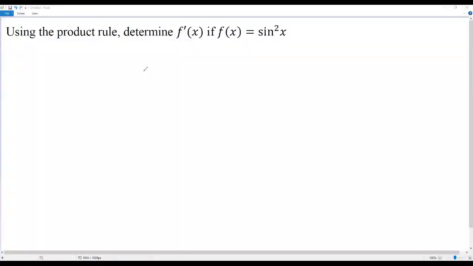Here we have an AP Calculus problem. Okay, let's go to the information. Using the product rule, determine f prime of x if f of x equals sin square x. Here we have a function f of x equals sin square x, and we have to find the first derivative f prime of x.